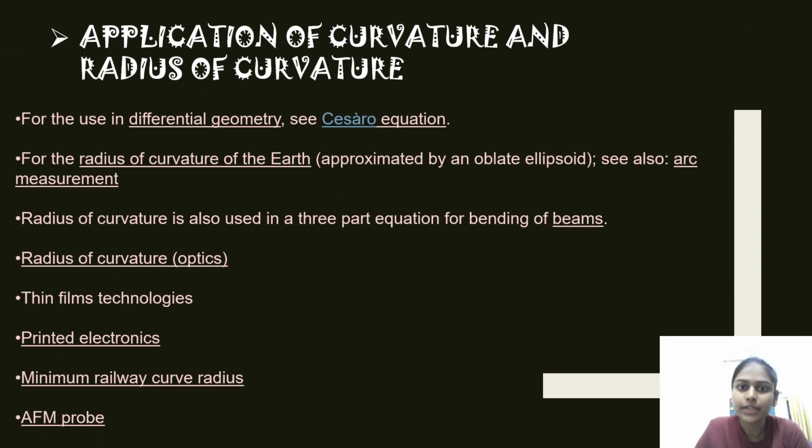Next is application of curvature and radius of curvature. For the use in differential geometry, see Cesaro equation. For the radius of curvature of the earth approximated by an oblate ellipsoid, see arc measurement. Radius of curvature is also used in the three-point equation for bending of beams. Radius of curvature is used in optics, thin film technologies, printed electronics, minimum railway curve radius, and the last one is AFM probe.